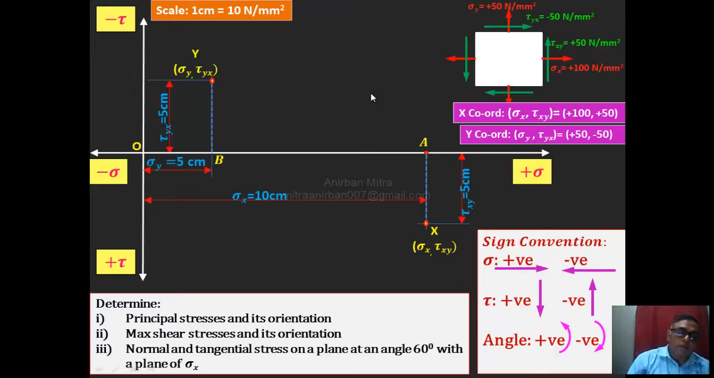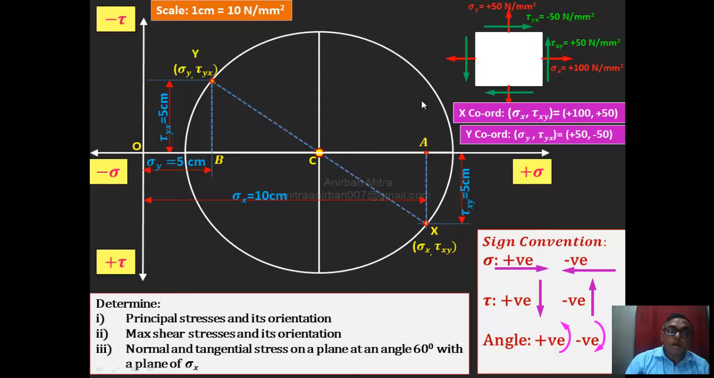Next step is to join the xy line. After joining the xy line, where it intersects the x-axis, mark that point as C. This is the center of the Mohr circle, and the radius of the Mohr circle is Cx or Cy. Both are the radius. So the center is the intersection of the xy line and the ox line, that is C, and the radius is Cx or Cy. So I take C as the center and draw a circle with radius Cx.